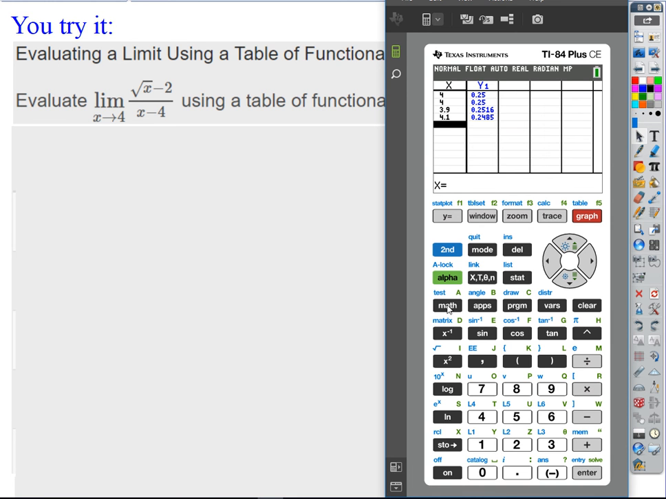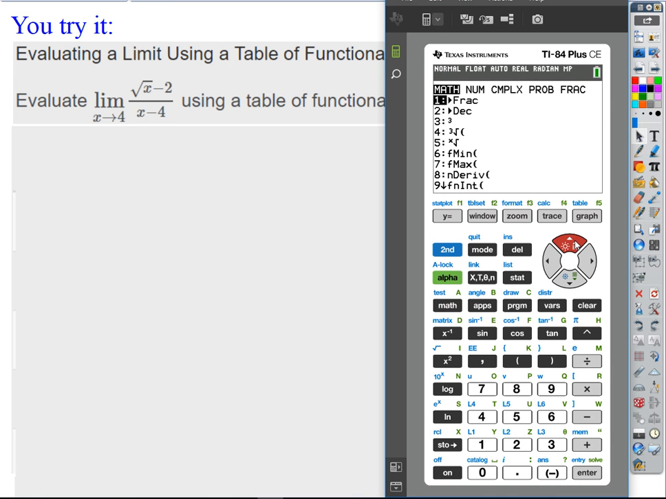Okay. Okay, other questions? So the technology is pretty useful in this regard.